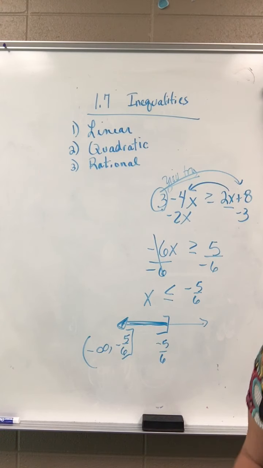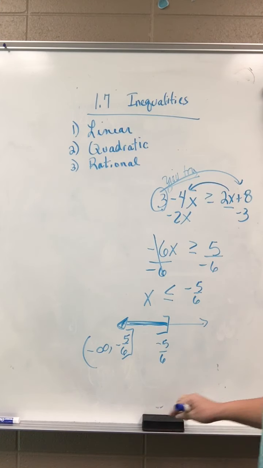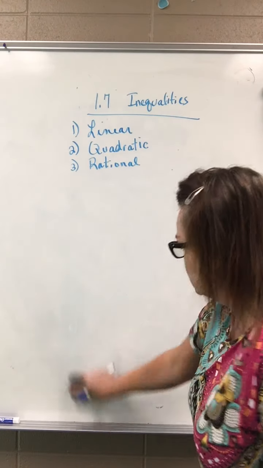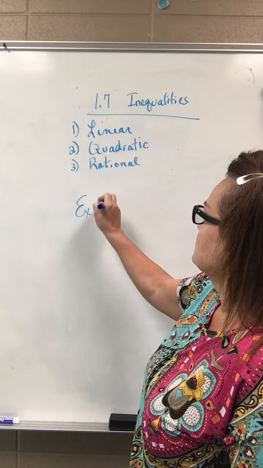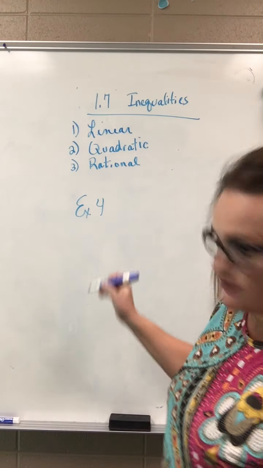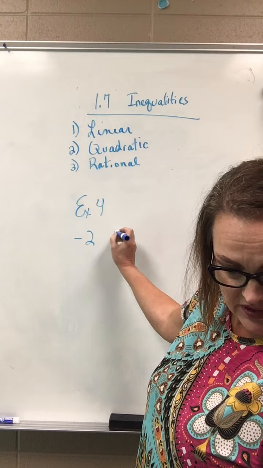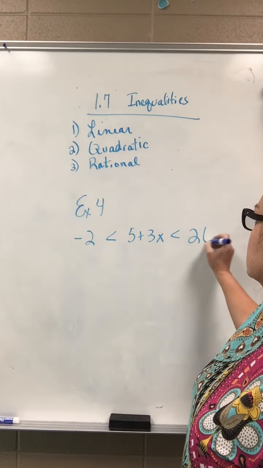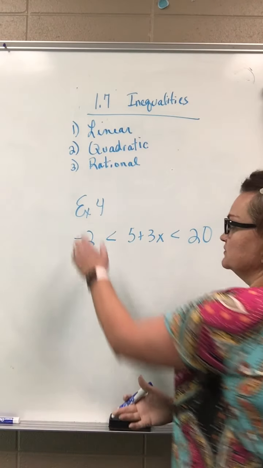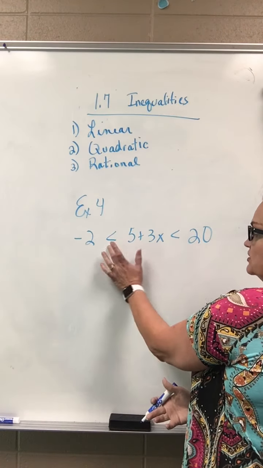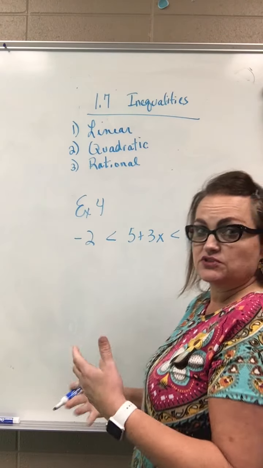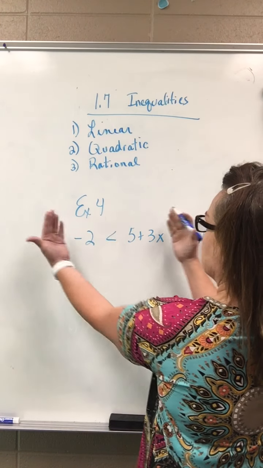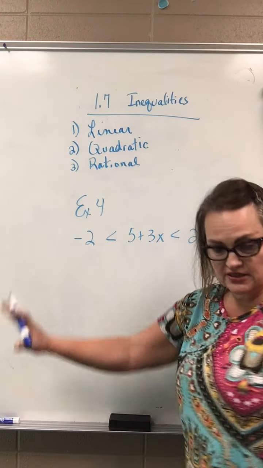All right, moving on, then the last type of linear inequality we have is this three-part inequality in example 4. So notice on example 4 we have a negative 2 less than 5 plus 3x less than 20. So it's called a three-part inequality. You've got this section, and this section. You've got two inequalities involved. So some people do it by pulling them into two problems. They'll say, look at that as a problem, and then look at that as a separate problem.